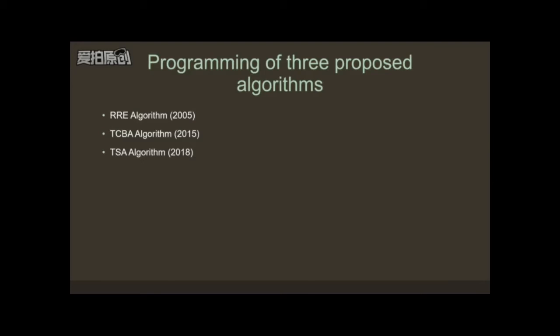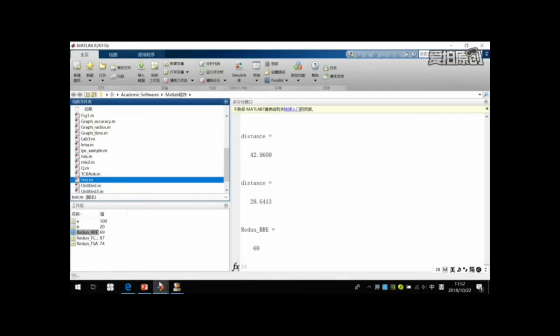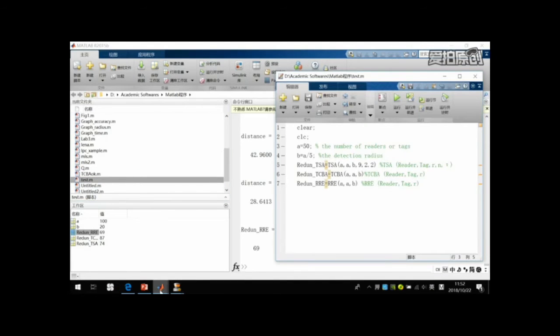The 3 algorithms are the redundant reader elimination algorithm, the tree count-based algorithm, and the threshold selection algorithm. The next step is to explore their performance in programming. This is MATLAB. In MATLAB, I coded the 3 algorithms and simulated a 50 by 50 environment, including 50 readers and 50 tags. I set the coverage radius of readers to 10, which means 1/5 of the environment.